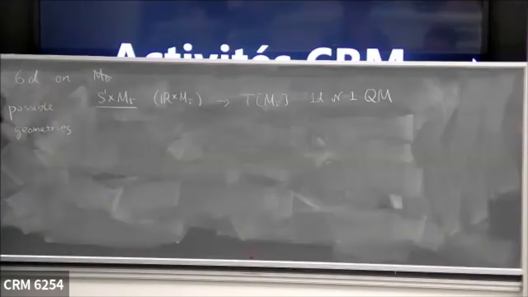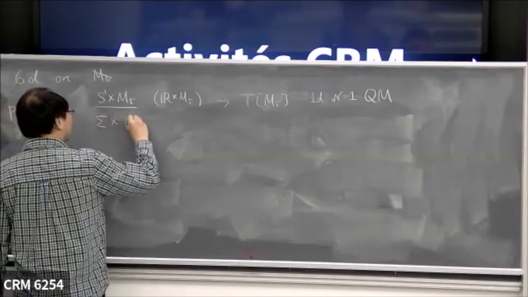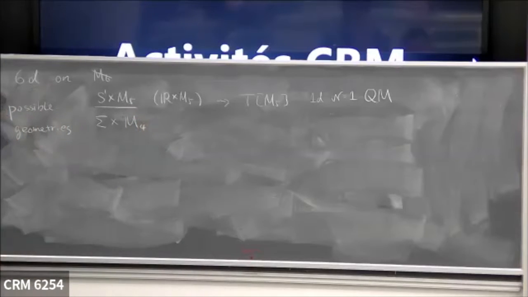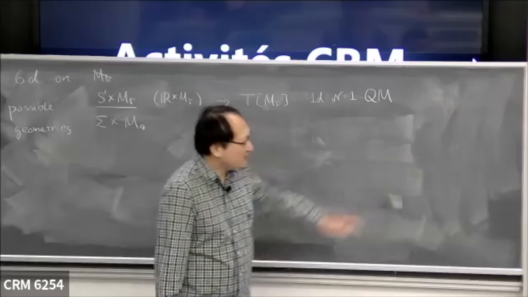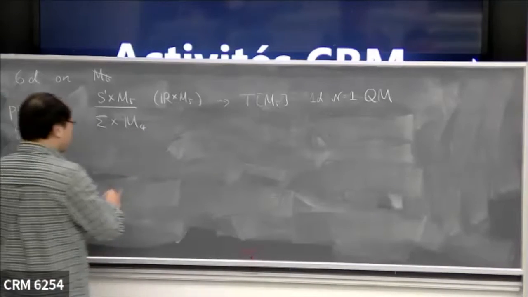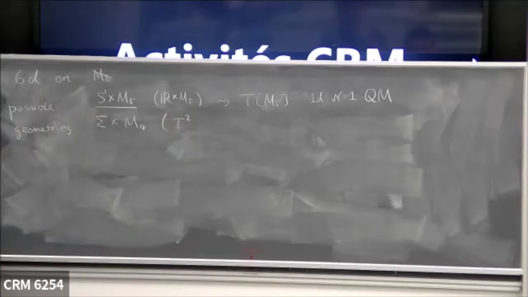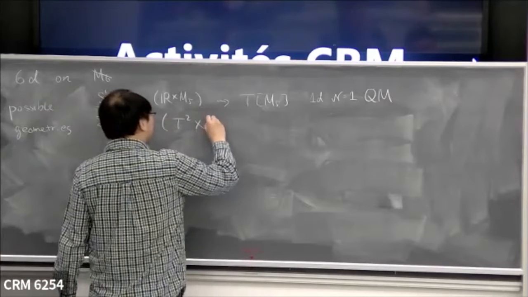So let's pass on this. Any other geometry that we can study with those theories? We could take a surface in the 4-manifold. Yes, that's a very nice choice. Sigma times M4. Here, I haven't specified which theory we can use. If we want to use the (1,0) theory, we'll be forced to have T2. Otherwise, again, we cannot preserve supersymmetry. So T2 times M4.